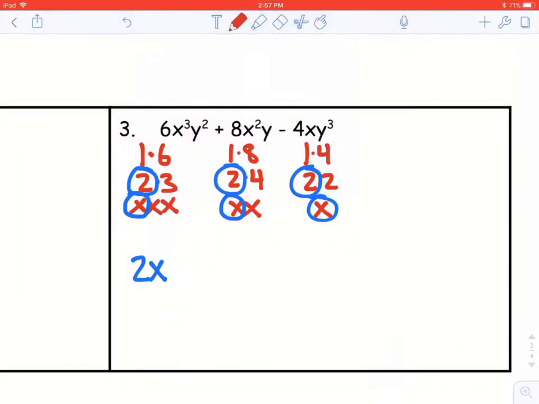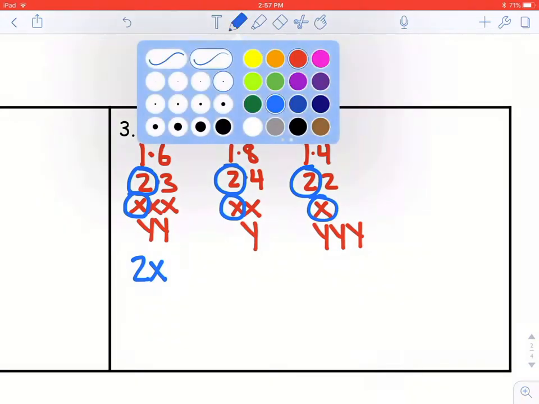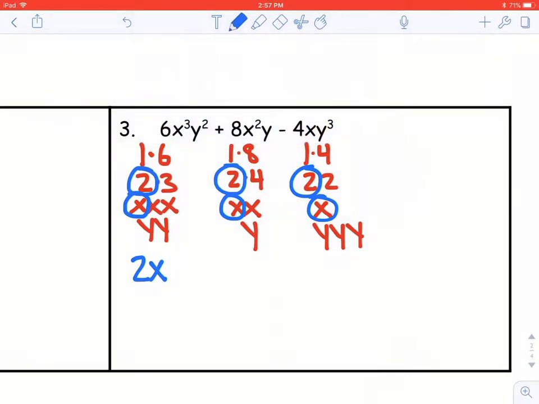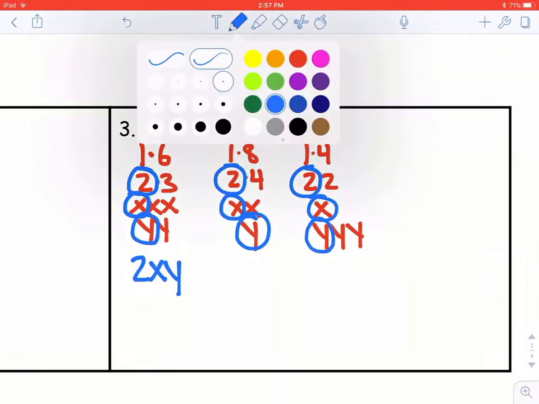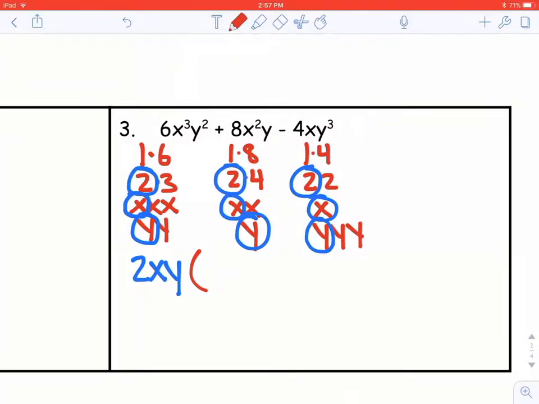And then we look at the y's. The first term has 2, the middle term has 1, and the third term has 3. So we're able to take out 1 y from each term. I'm going to circle the first one just to keep it consistent. So let's take that out, and then we see what's left over. So what needs to be left over is what's left right beside those blue circles.